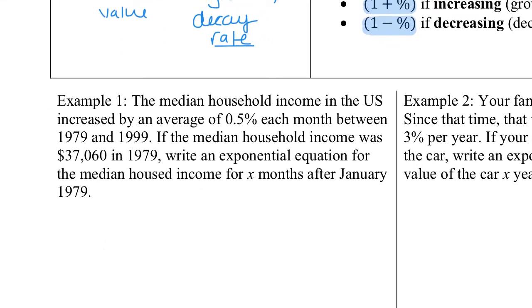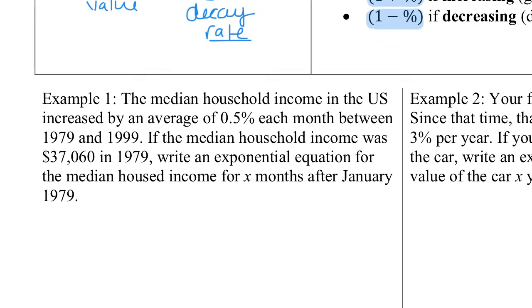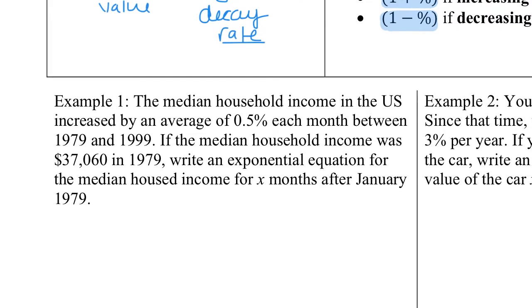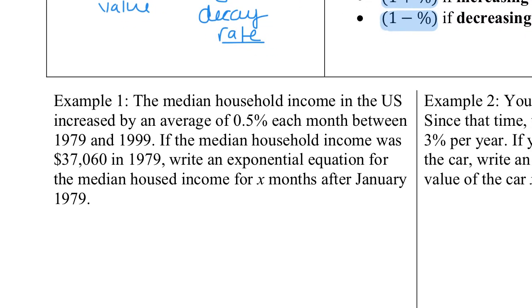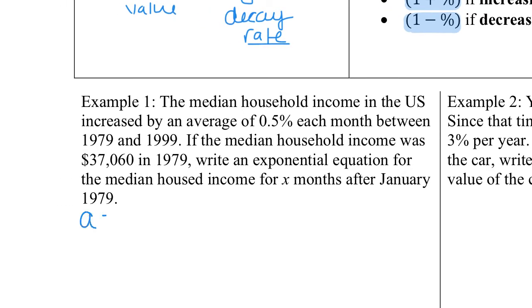So example 1. The median household income in the U.S. increased by an average of 0.5% each month between 1979 and 1999. If the median household income was $37,060 in 1979, write an exponential equation for the median household income for x months after January 1979. So I need to still find my two pieces. I still need a for the initial, and I still need a rate, which is b.